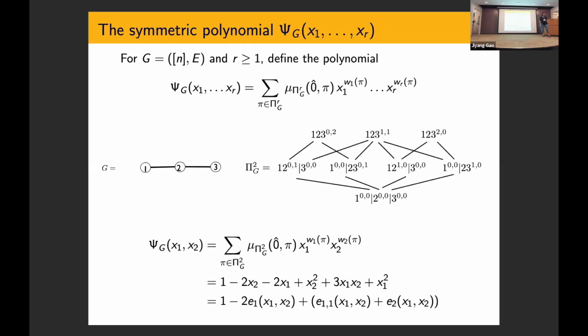And then we define a polynomial. So we have a graph, and we have an r, a positive integer, and we define a polynomial in x1 to xr by taking the Mobius function in this lattice over each element, and we are now looking at x1 to the weight of the weighted partition, through xr to the weight. So we get this monomial times the Mobius function, just like in Whitney's.